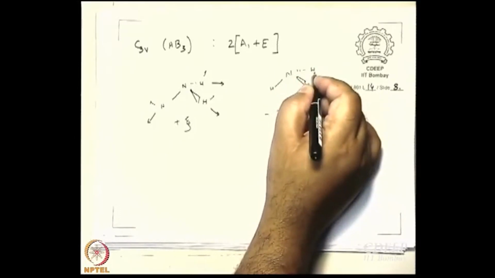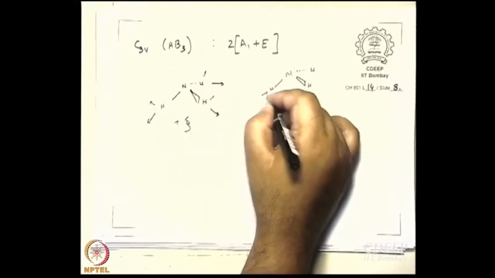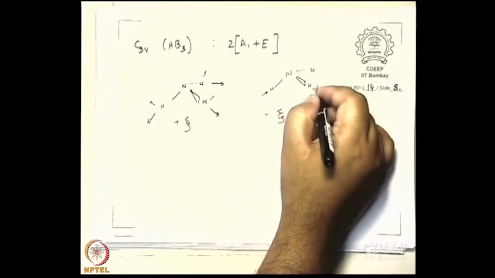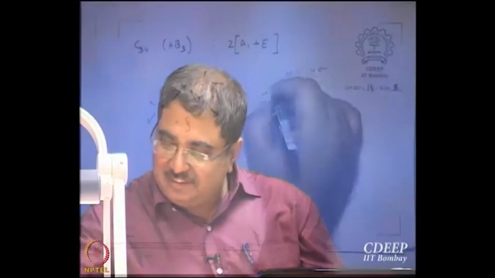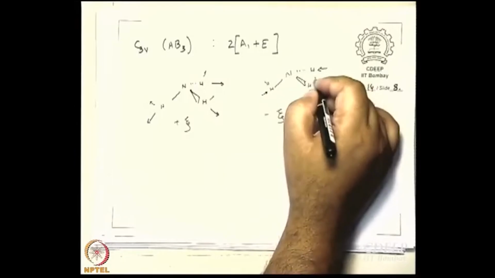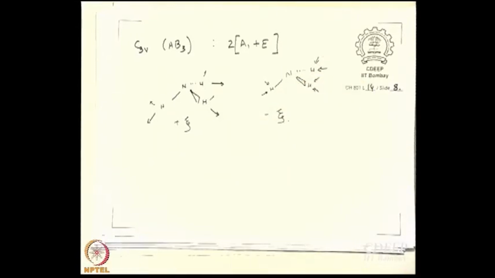The direction of the arrows will reverse. That is what we are arriving at. Okay, this is plus xi, that is minus xi. Is this A1? That is what I am asking. This has to be A1, isn't it? Because the way I have drawn the arrows, there are two sets of arrows, one along the bonds and the other perpendicular to the bonds. Okay, let us see.